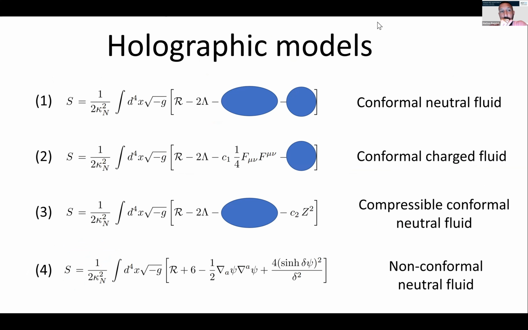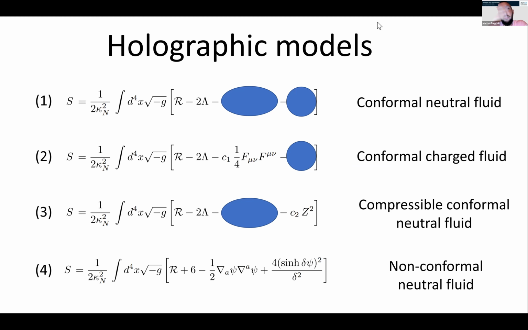So the first one is basically the standard Einstein-Hilbert action with a negative cosmological constant. For simplicity, we decided to stay in 4 bulk dimensions. I will explain what this means, or we can discuss what the limitations of this choice are at the end, if you like.